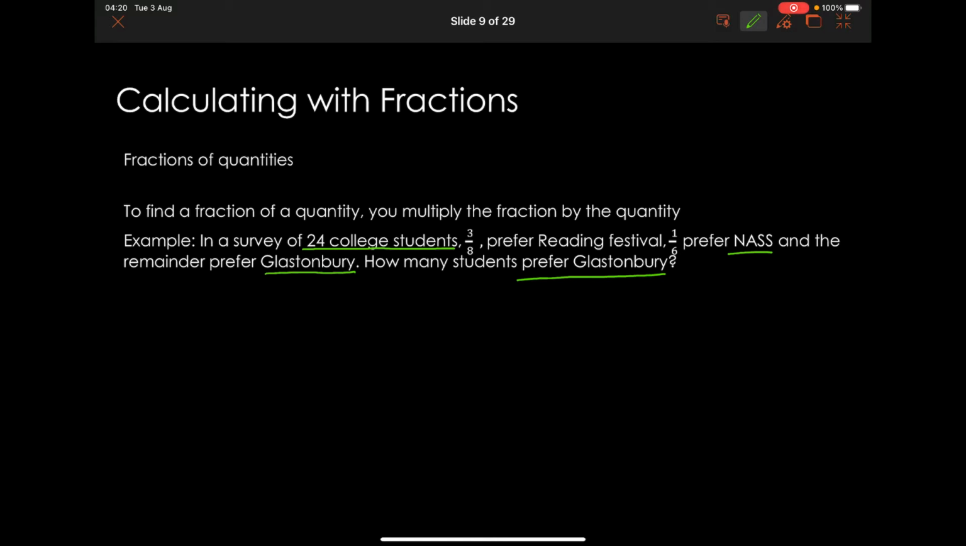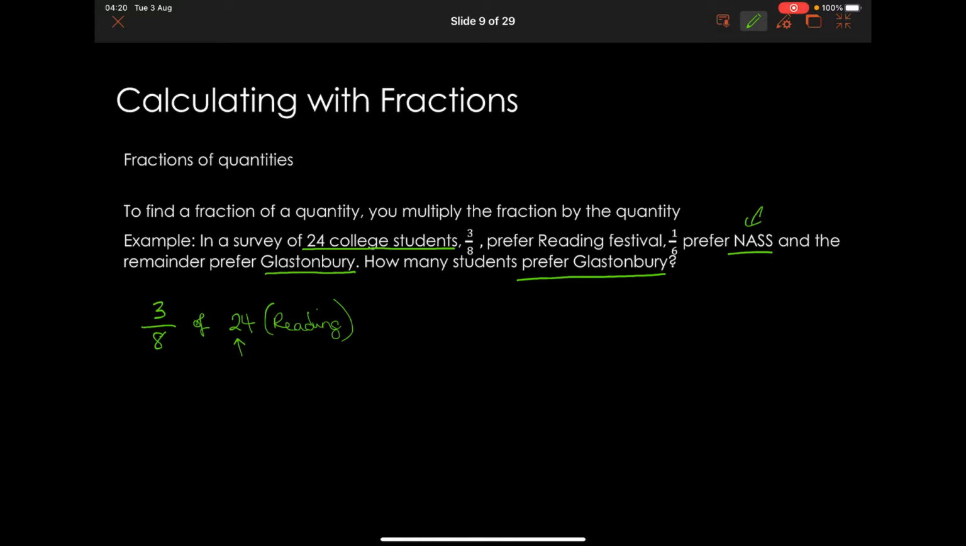So what you've got to do there is work out the actual number of people that prefer Reading and the actual number of people that prefer this Nass thing. Now, in total, you've got 24 students. And it says that 3/8 of those students, 3/8 of 24, prefer Reading. Let's write Reading there so we know. When it says 3/8, it wants you to split this 24 into 8 pieces, and then take 3 of those pieces.